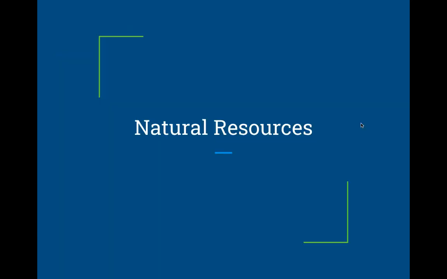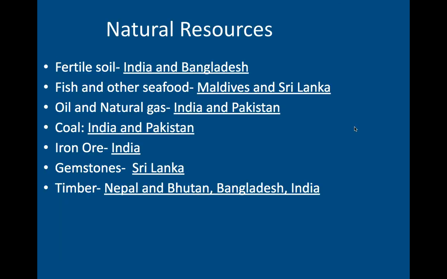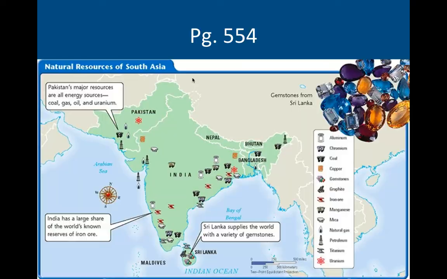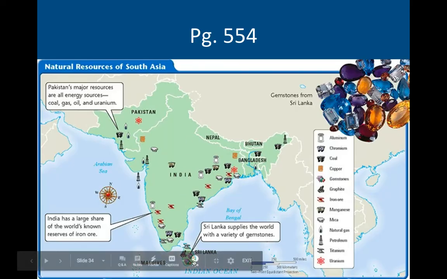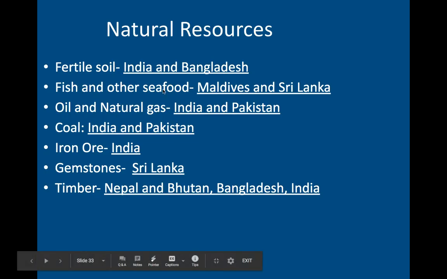And then let's go over to natural resources, the last column here. This is very easy for you. I've just put it here because I want to have a whole page worth of the map so you can see the map. But here's where you'd put some of those. Okay, fertile soil is going to be in India and Bangladesh, where we just talked about those river deltas and the alluvial plains. Fish and seafood go down here in the Maldives and Sri Lanka because they have a lot of coastline because they're islands. So fish and other seafood will be in the Maldives and Sri Lanka.